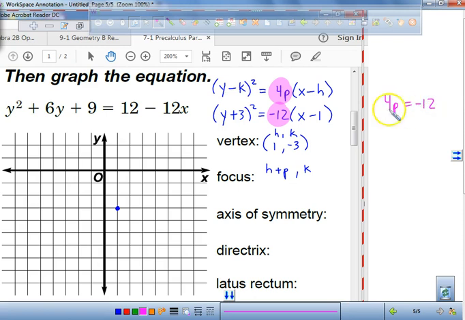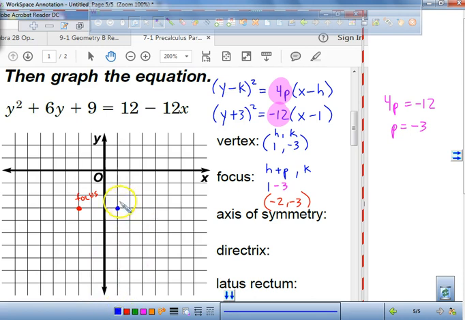You're right. So if 4p equals negative 12, what is p equal to? A negative 3. So my h value, everybody, is a 1, and my p value is a negative 3. What is 1 minus 3? Negative 2. And what's our k value? Our k value is simply a negative 3. There's your focus. Your focus is (-2, -3). I'm going to put my focus right there and label it. There's my focus.